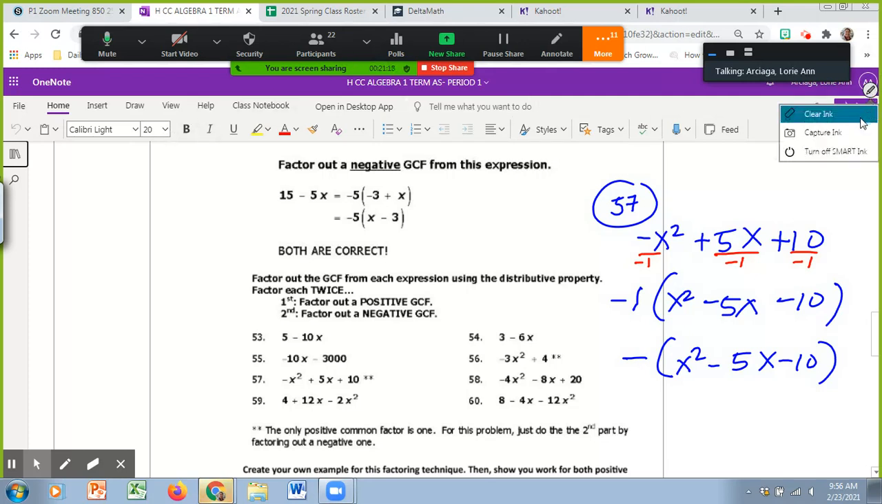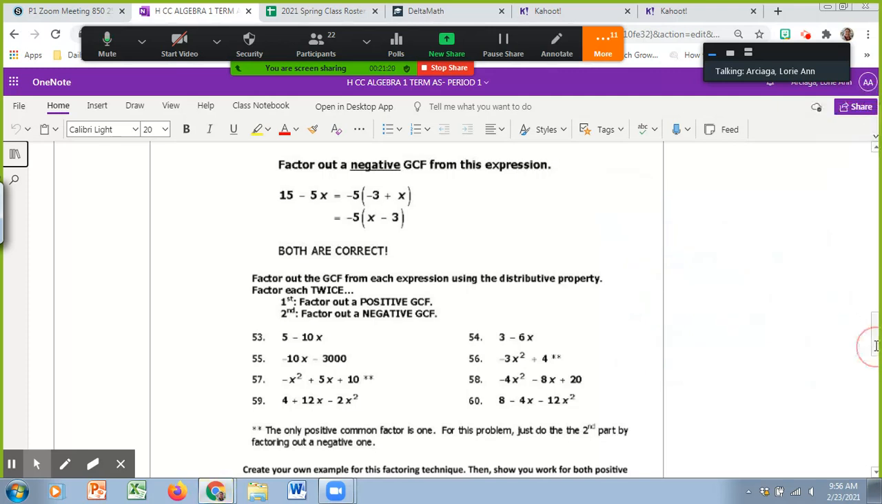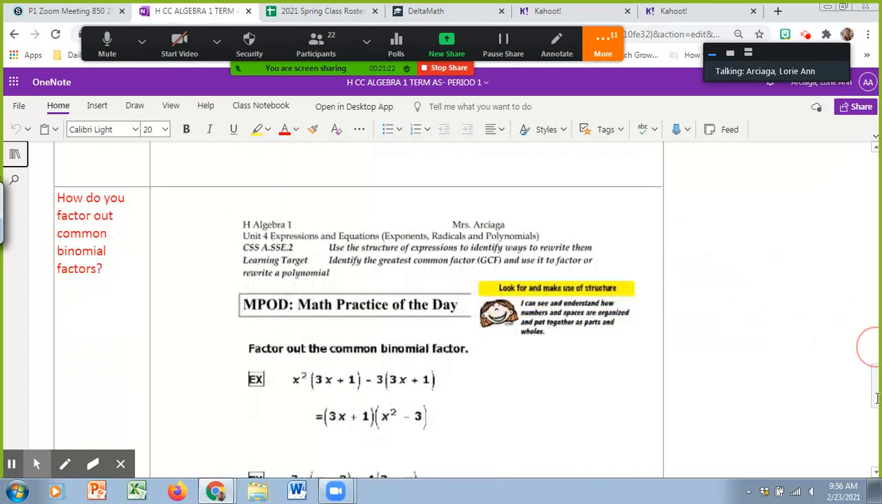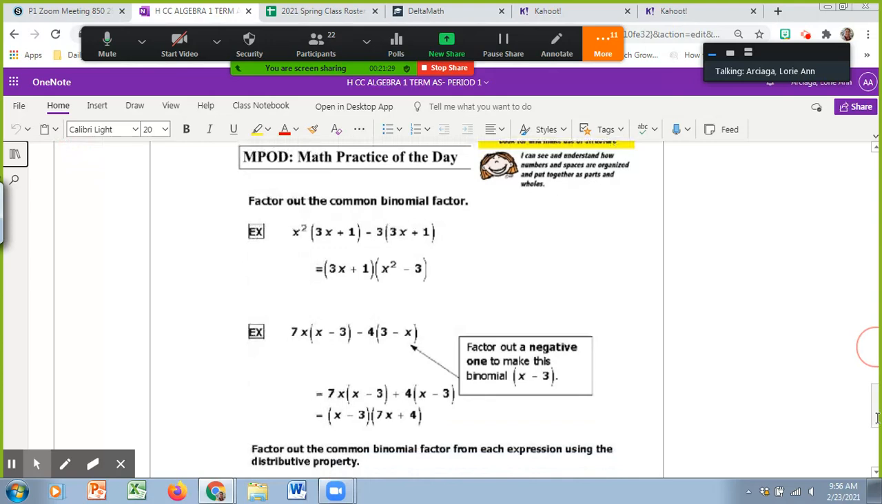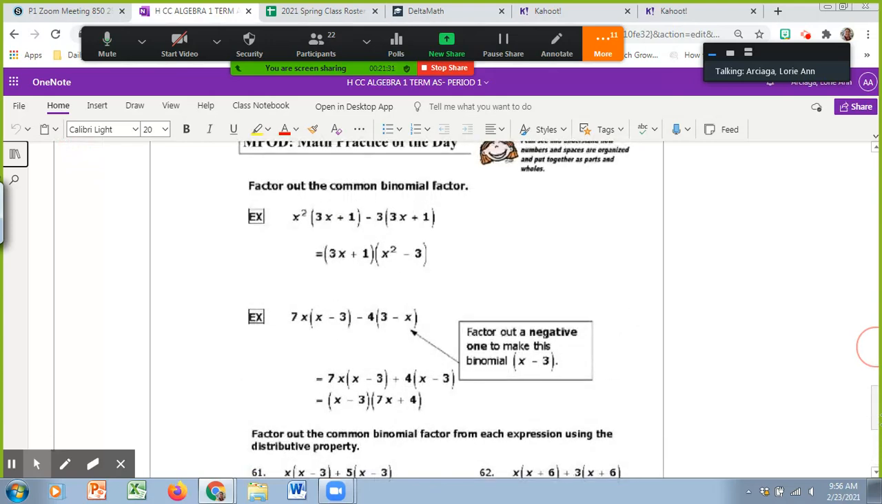Okay, I want to show you an example of the last kind at the bottom so you'll know how to do your extra credit. Now your extra credit is not due until next Monday, okay? So don't stress yourself out finishing all of these in one night. If you can, good for you.